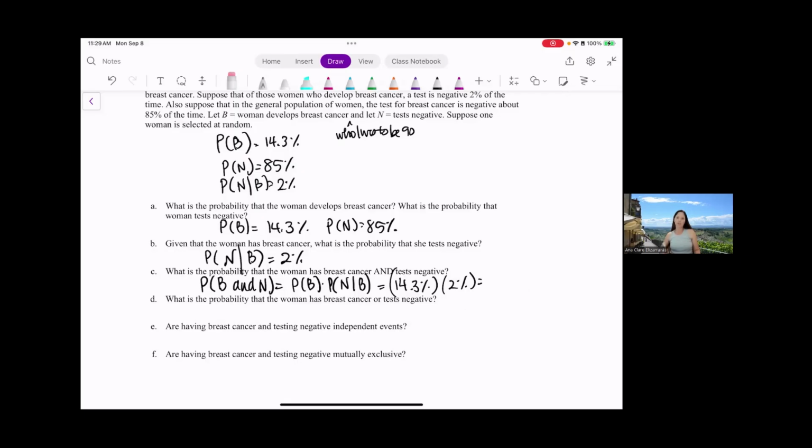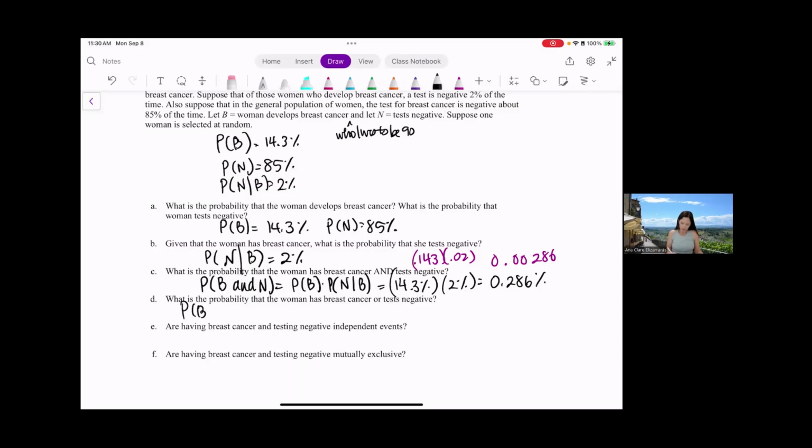14.3% times 2%. If you double 14.3, you get 28.6. But as a percent, you typically multiply as a decimal. This is actually 0.143 times 0.02, which means for the 28.6, I need 5 numbers behind the decimal, which is actually 0.00286. And if I wanted to write that as a percent, that's 0.286%. So something to be careful of.